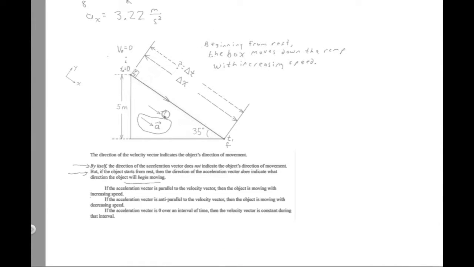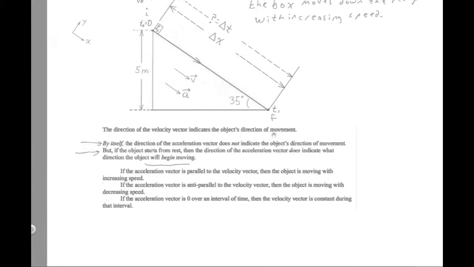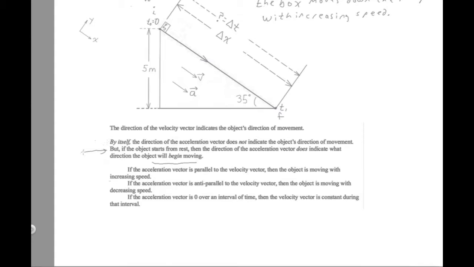I know that's not necessarily very easy analysis. We've started complicating our analysis of the acceleration here. I used to just tell you that the acceleration does not indicate the object's direction of motion, but now we have to see it's a little bit more complicated than that. By itself, knowing the acceleration does not indicate the object's direction of motion. But if you know that the object is starting from rest, then the direction of the acceleration vector at that time does indicate what direction the object will begin moving at that time.